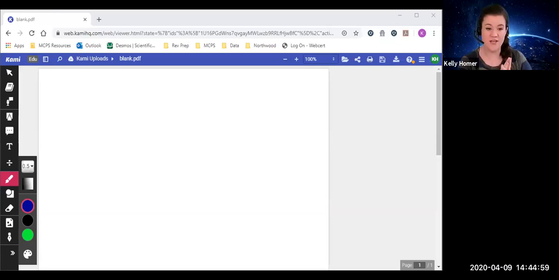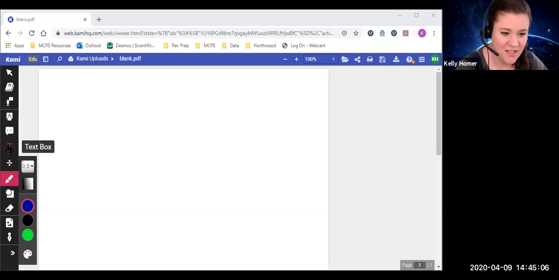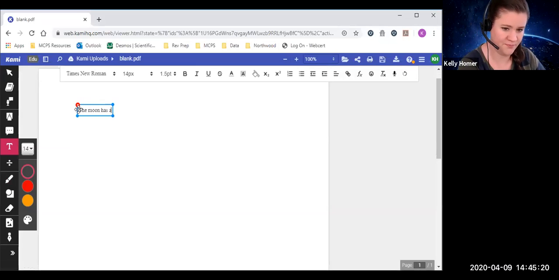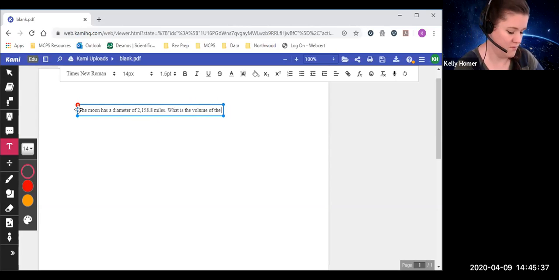All right, so the first question, I'll do it on this so that I can share with this. All right, so this, just a blank sheet. The first question that I'm going to ask you is, I'm going to say that the moon has a diameter. And I want this to go away because of course I don't memorize what the diameter of the moon is. The moon has a diameter of, let's say 2,158.8 miles, right? And then I'm going to ask, what is the volume of the moon? Okay, so that's going to be something like that first question.